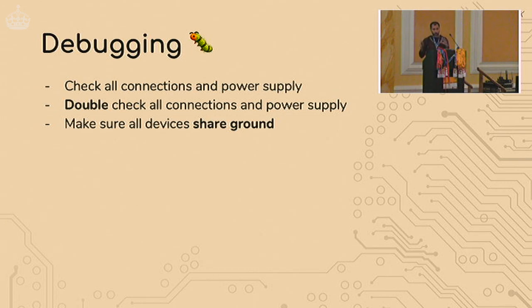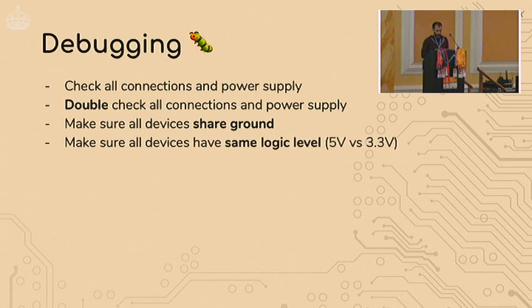If you have multiple devices or sensors or modules, make sure they share a ground. And in the same case, make sure that they have the same logic levels. They may be speaking at different voltage values, so you want to make sure that they're all at either 3.3, 5 volts, or whatever they are.